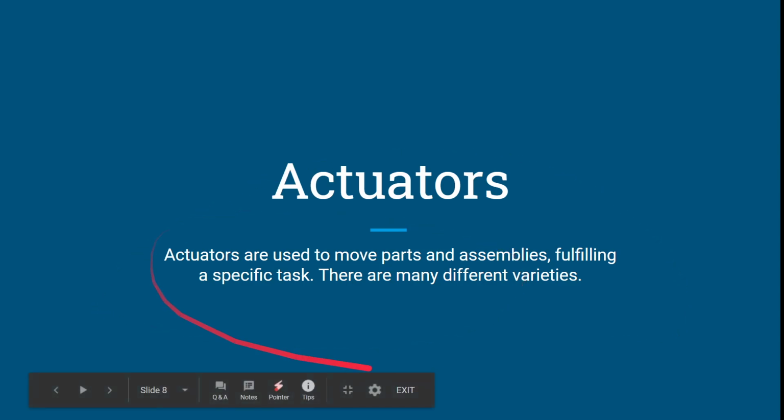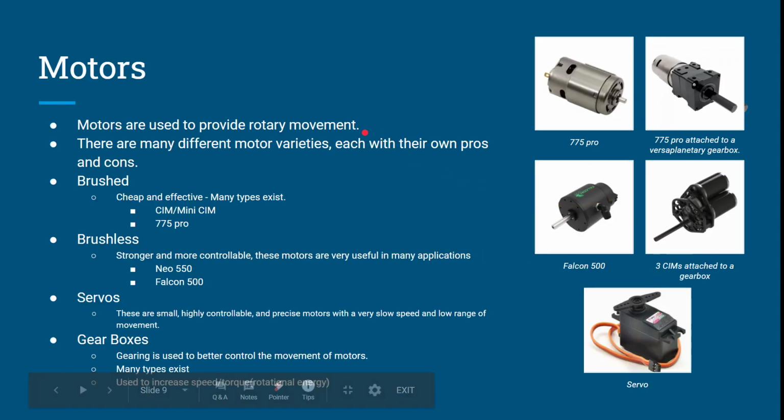All right, actuators. Actuators are used to move parts and assemblies, so they create motion. The first actuator type we have here is motors. We talked about that earlier. Motors are used to provide rotary movement, so circular movement. This shaft spins when you apply voltage to these motor tabs. And that's electrical stuff. Gosh, it freaks me out, but you kind of got to know it.